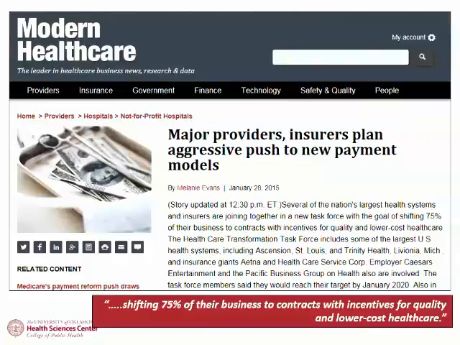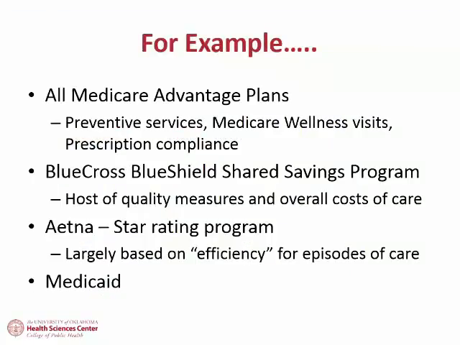Again, it's not just Medicare. I've talked a lot about Medicare, because it has a big impact on the hospital payment today, but all the major insurers are doing it too. In my office over the past few weeks, Aetna, Humana, UnitedHealthcare, Blue Cross Blue Shield, they're all doing it. They're all changing the way they reimburse healthcare. So in my practice, as an example, all the Medicare Advantage plans now hold us accountable for preventive services, Medicare wellness visits, and prescription compliance. And if our rates are low, we can see penalties.